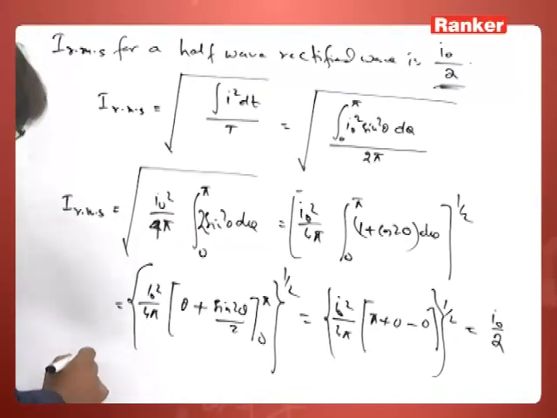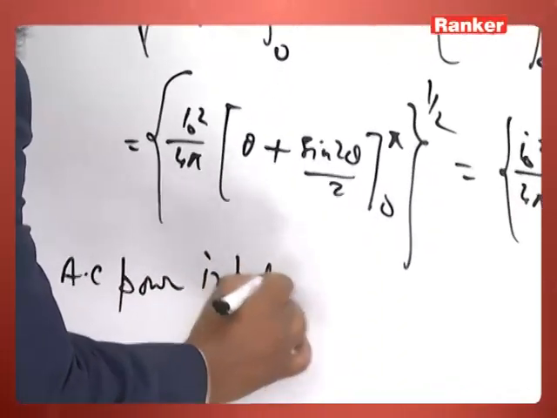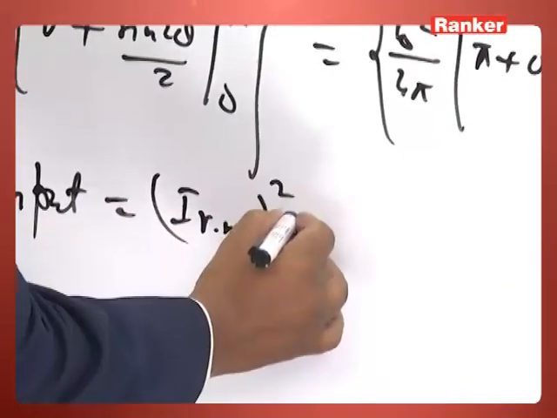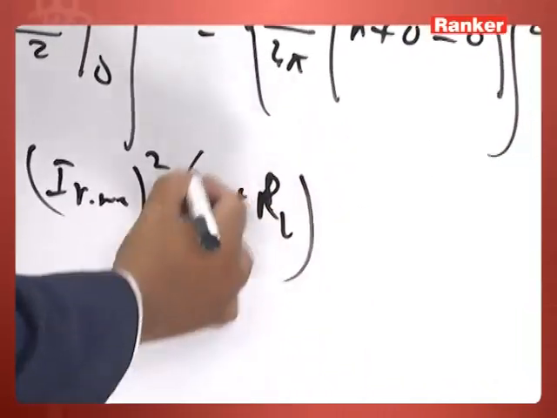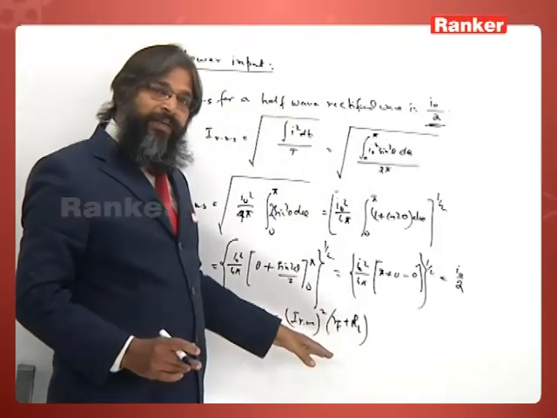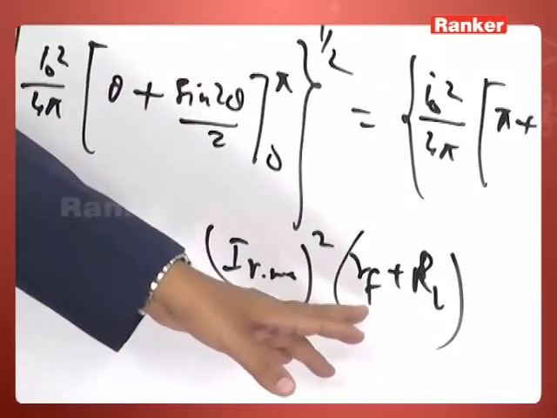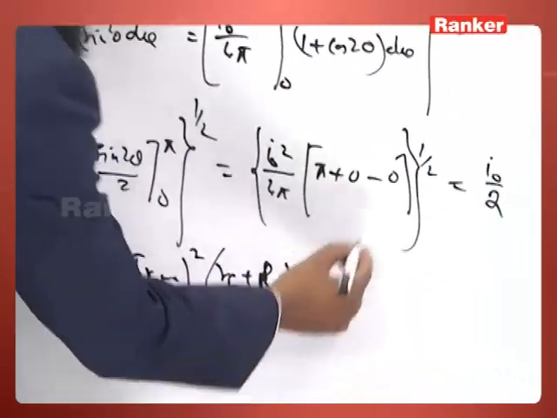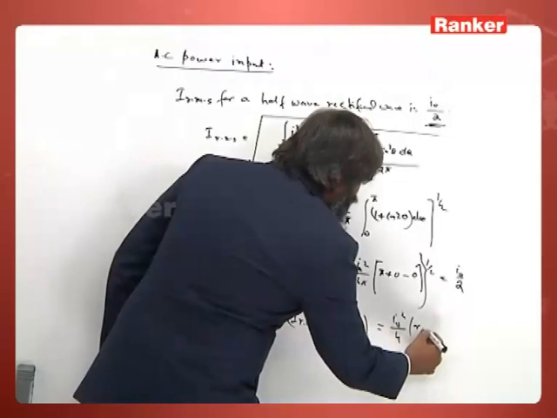So we have the AC power input as IRMS whole square into the resistance. You see, the input is given across the whole circuit, that is the diode plus the external resistor RL. So the total resistance is RF plus RL. So this comes out to be I naught square by 4 times RF plus RL.